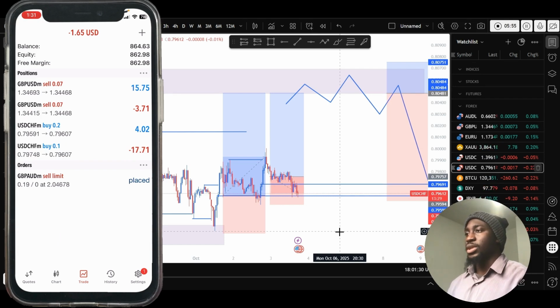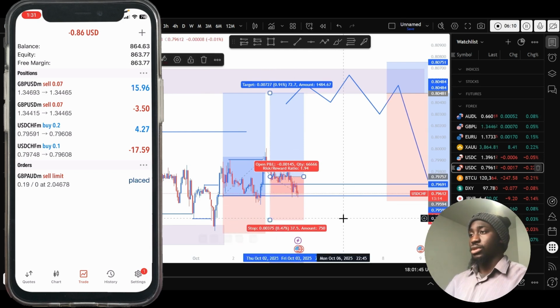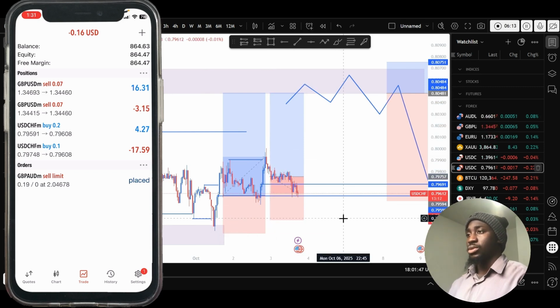But if this price goes in my direction, today is Friday. Today is the last day of the week, so we are still going to be on this trade from now till next week. So let's see if this price goes in my direction. I'll be very happy. But it is what it is.